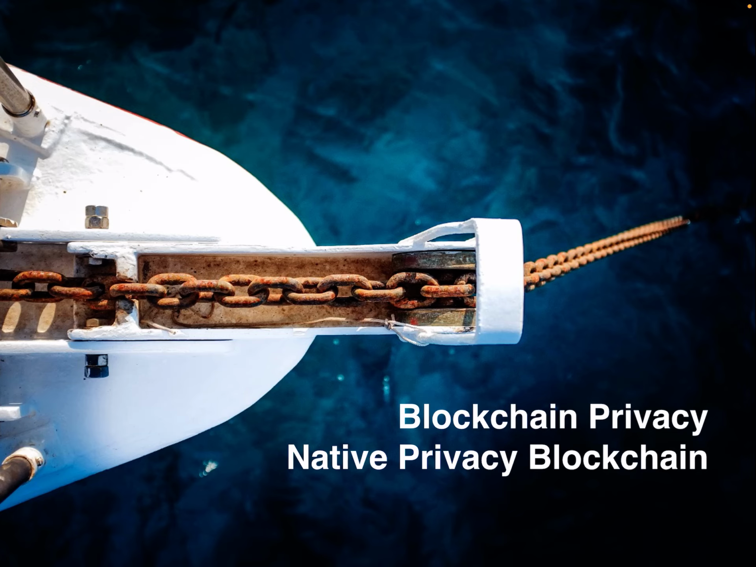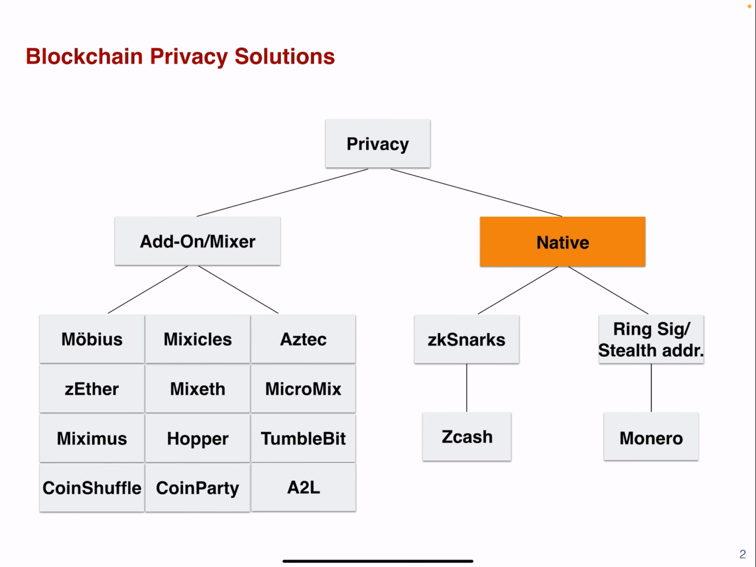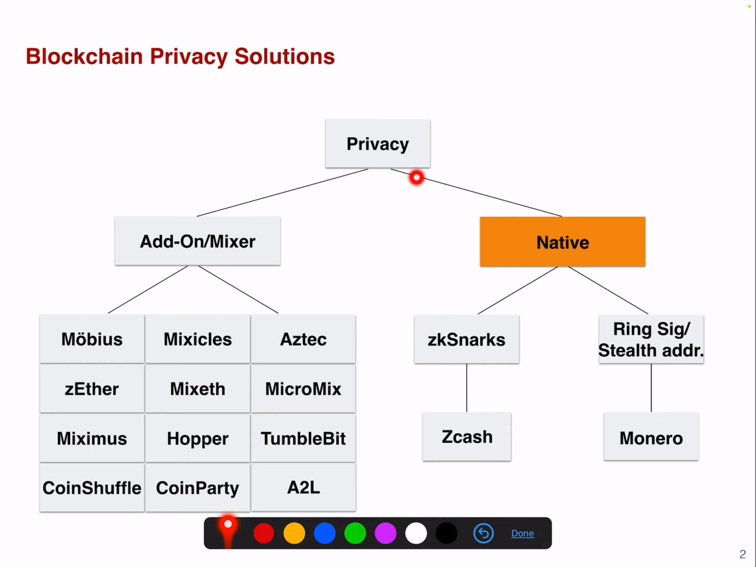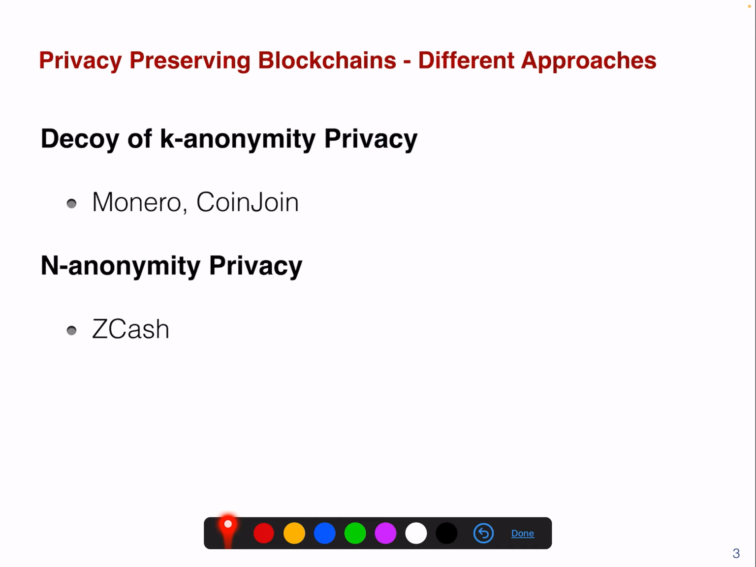Native privacy blockchain. So we discussed before, right? There are a few solutions, and now we're gonna dive more into the native privacy solutions. Those that are zk-SNARK based and ring signature stealth address based.